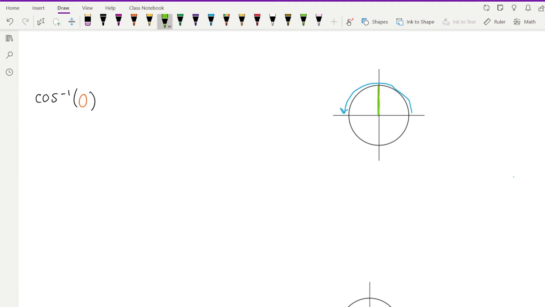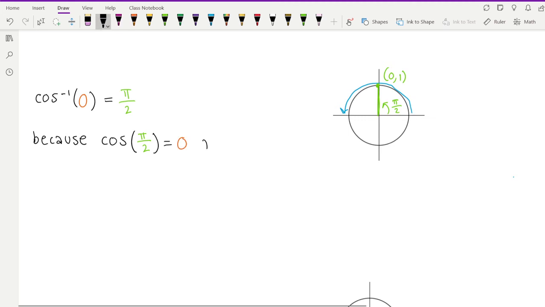Well, pi over 2. Right? If we go to an angle of pi over 2, the coordinates are 0 and 1. And so our answer is going to be pi over 2. And again, I'm just going to write this out in words. The reason that this is our answer is because cosine of pi over 2 is equal to 0. And then the other important part is that that angle, pi over 2, is in the correct range of angles that we're looking at. It's in the interval from 0 to pi.